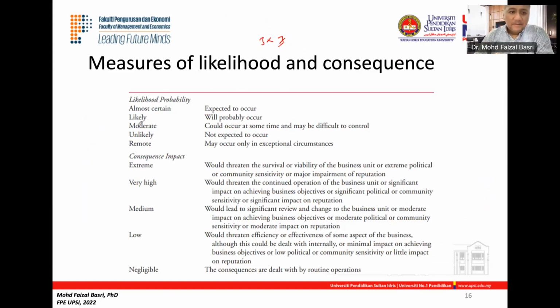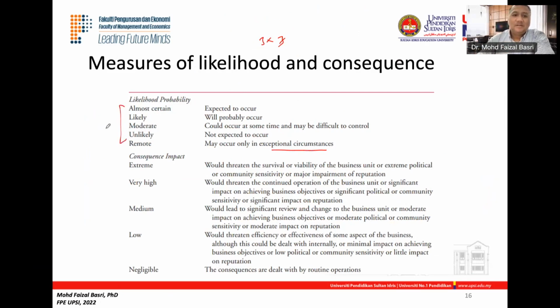For example, this one has 5. Likelihood, they have 5 different terms that they can use. Almost certain, which is very certain to happen. Likely. Moderate will be in the middle. Unlikely or remote, meaning very, very difficult to happen. Okay, may occur only in exceptional circumstances. This is how you label the terms with regards to the likelihood.